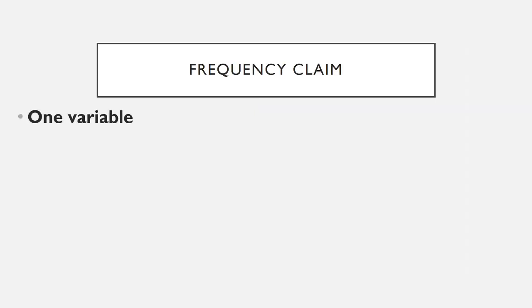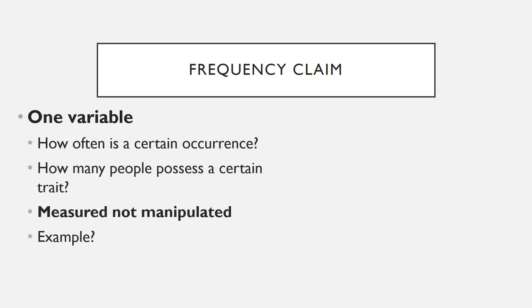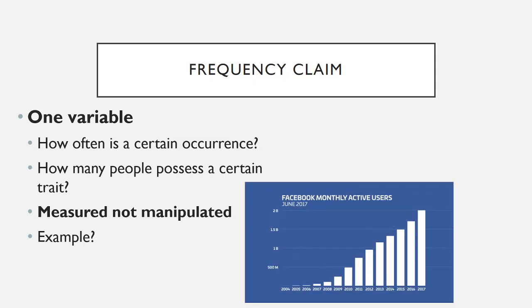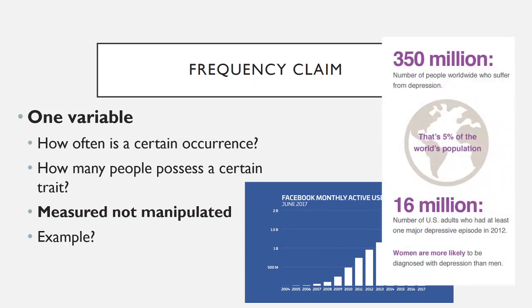So the heart of a frequency claim is that you are evaluating the extent or quantity or frequency of one single variable. You're merely measuring how often or to what extent a variable exists. So examples of this would be social media usage. How often do people use Facebook or any other social media platform? How many people suffer from depression? The key thing in both of these examples is that it's a single variable and you're merely measuring the extent of the occurrence of that variable. So when you say 350 million people worldwide suffer from depression, the single variable is depression. The frequency claim is the number of people who suffer.